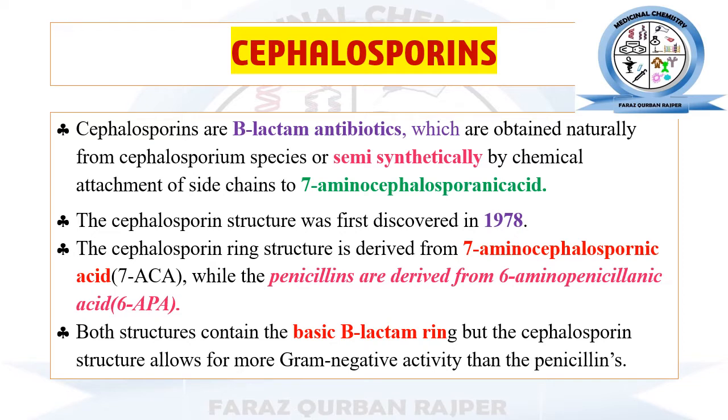In the case of penicillin, we have the 5-membered thiazolidine ring, but in the case of cephalosporin we have a 6-membered ring, the dihydrothiazine ring. Due to the presence of this different ring, the antibacterial spectrum of cephalosporin is different from penicillin, and they have greater activity against gram-negative species in comparison to penicillin.